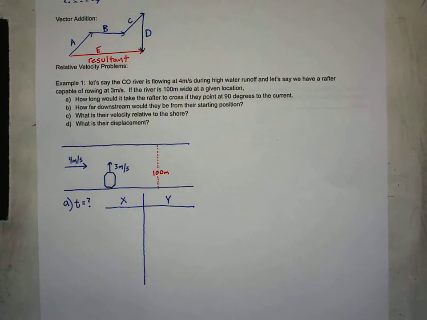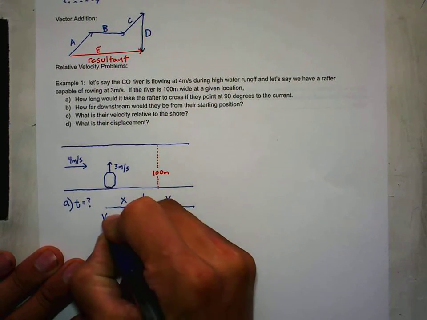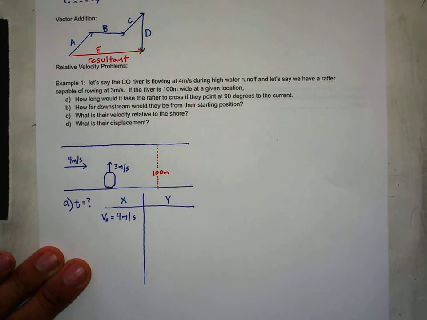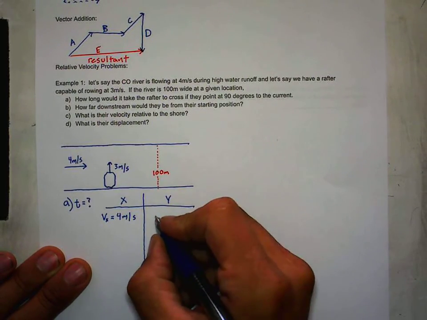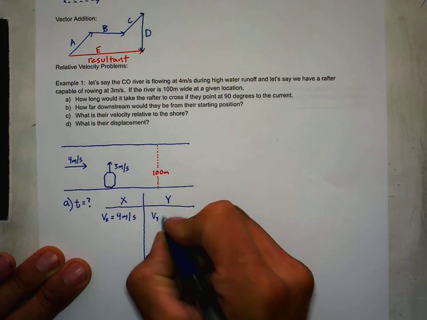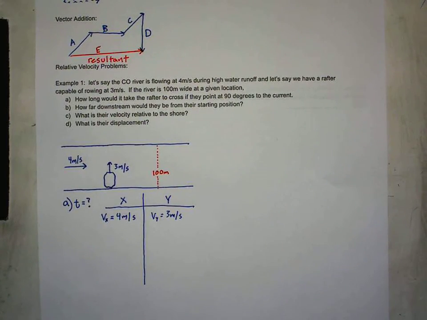All right, so X information. We're going to treat this as the X direction, the river flow. We've got a velocity, I'm just going to call it Vx, equal to 4 meters per second. That's the river flow. Y direction, and that's all we know, by the way. Y direction, Vy, 3 meters per second. Notice nothing is accelerating in this example. This is constant velocity. We'll deal with acceleration another time in 2 dimensions.